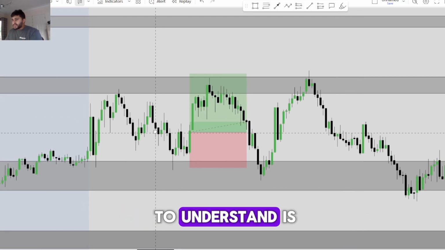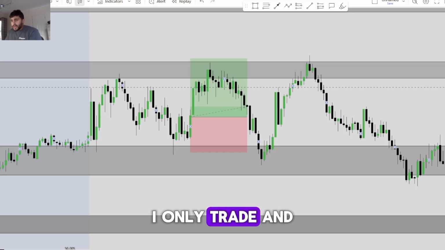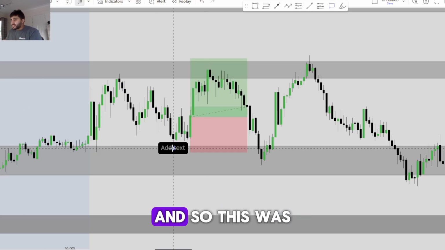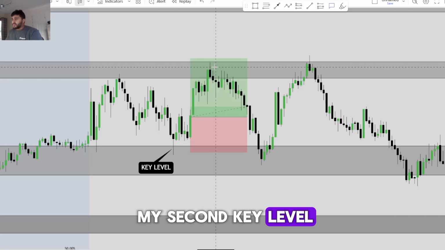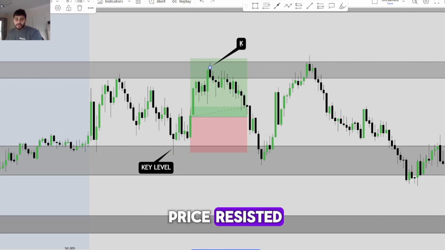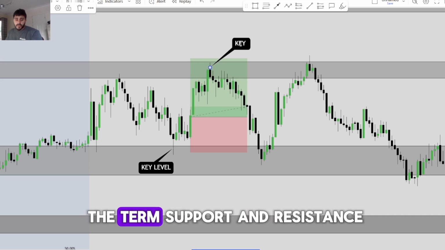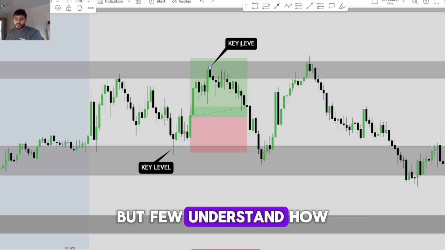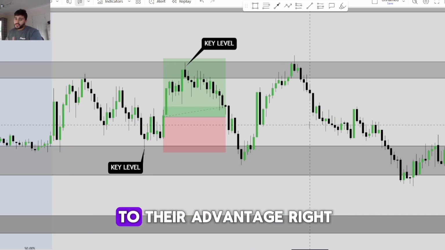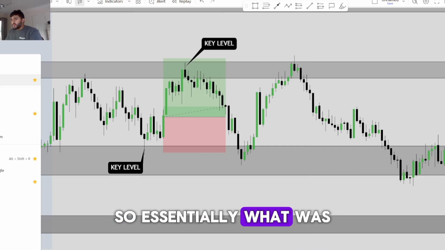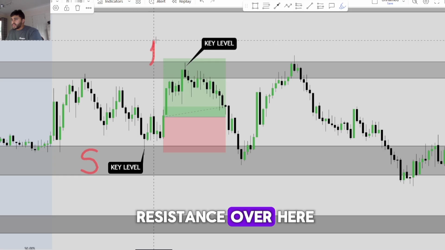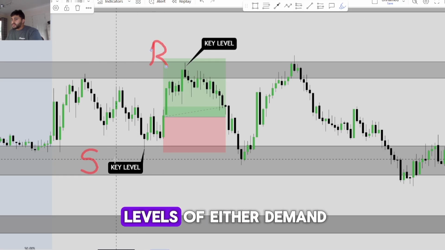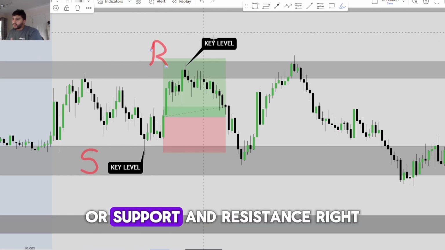Now, the first thing to understand is I only trade and execute at my key levels. And so this was a key level down here. This was the first key level. And now my second key level was up here, right? This is where price resisted. So everyone's heard of the term support and resistance, but few understand how to use that to their advantage, right? So essentially what was going on here was we had a support here, right? And we had a resistance over here. So these are key levels of either demand or supply or support and resistance, right?